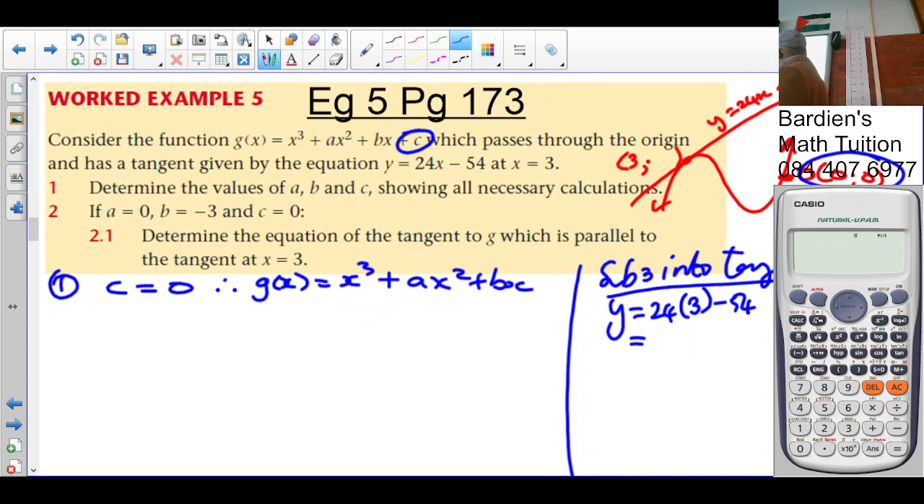It's 72 minus 54. It's 18. Okay? So that point is 3 and 18. Do you see that point of contact is 3 and 18? Okay, so this point is actually on this side.